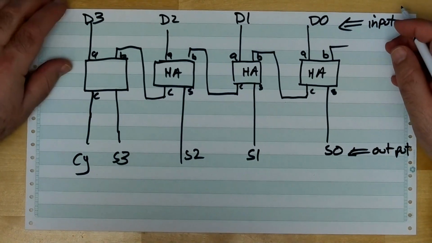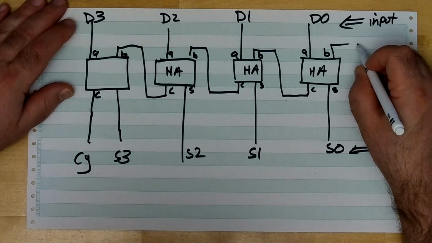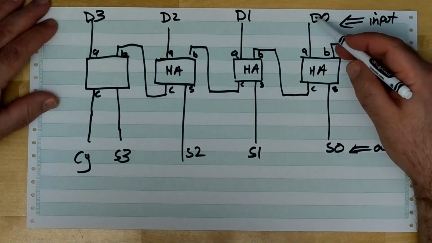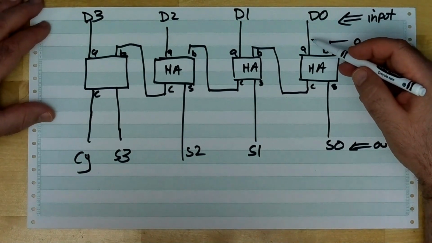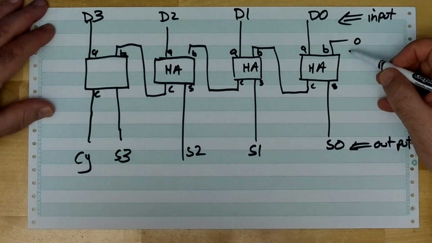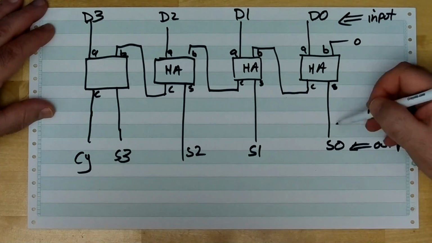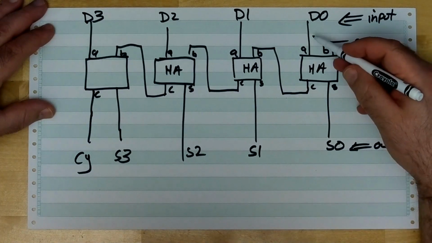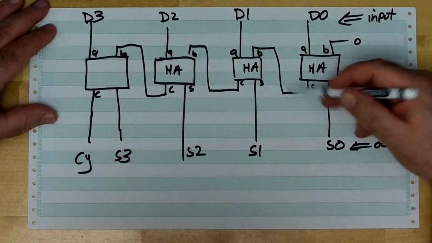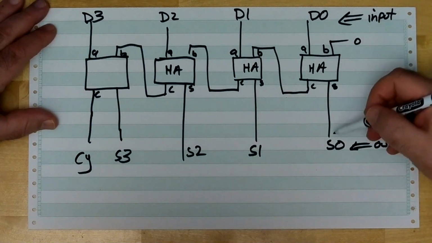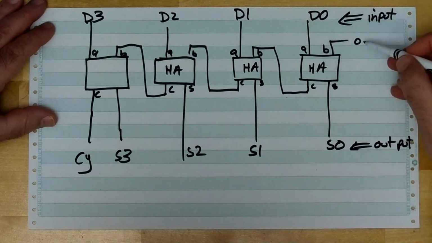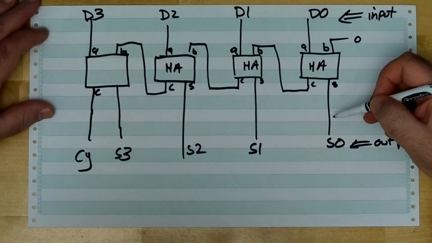Well, if I put a 0 on here, what's this half adder going to do? It's going to add D0, whatever it is, plus 0. Well, the truth table is: sum will be whatever D0 is, right? If D0 is a 0, the sum will be 0 and the carry will be a 0. If D0 is a 1, the sum will be a 1 and the carry will be a 0. That's all there is to it. Adding something to 0 is going to yield whatever the something is, all right?